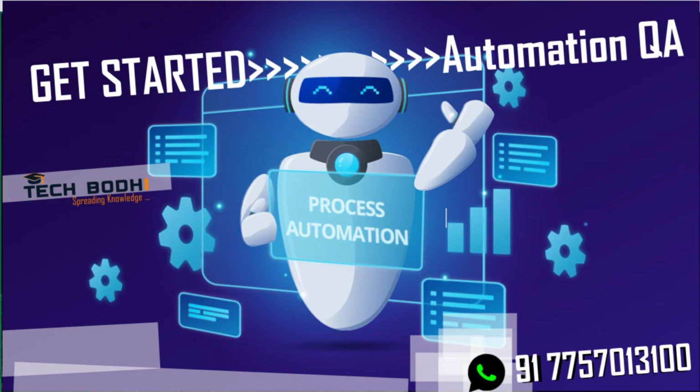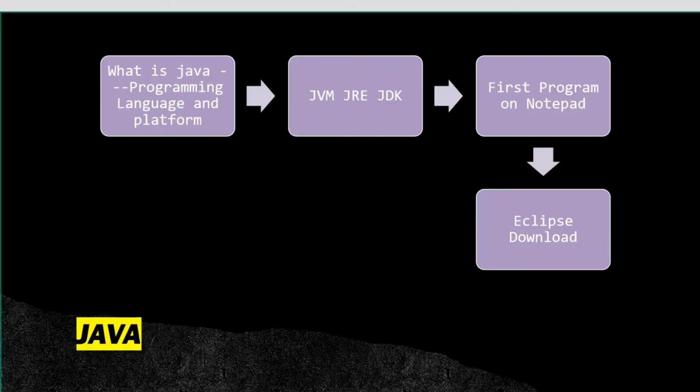First program. Okay, we'll write our first program in Eclipse. First we'll download the JDK, JRE. Then we'll download Eclipse, and then we'll start with the theory of JVM, JRE, JDK. Then we'll start with our first Hello World program, and then we'll move ahead.